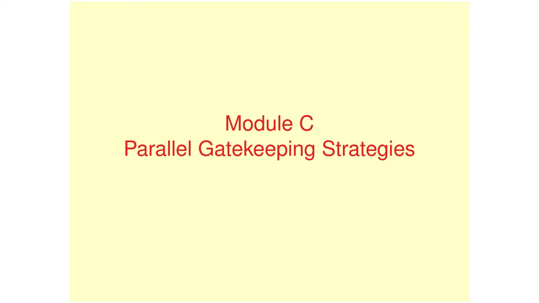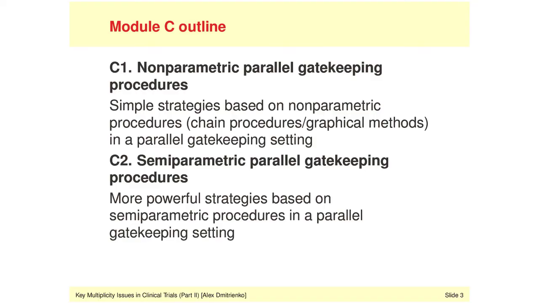Module C, Parallel Gatekeeping Strategies. In Module B, we introduced key ideas and concepts that play important roles in clinical trials with complex, hierarchically arranged objectives. These objectives, or equivalently the corresponding null hypotheses of no effect, are typically grouped, as we said, into families, and the families are examined sequentially.